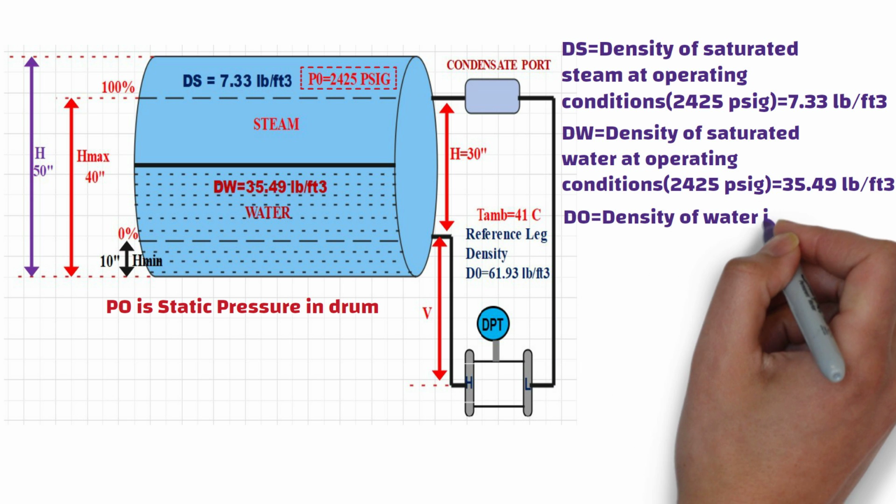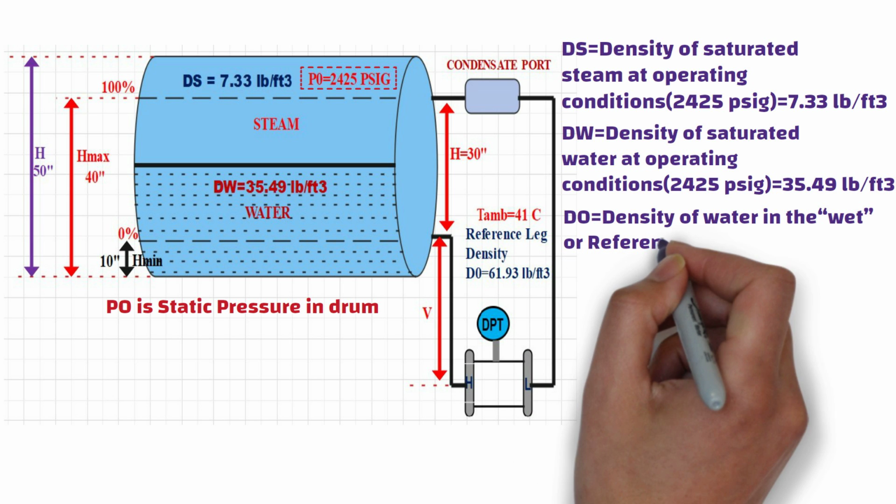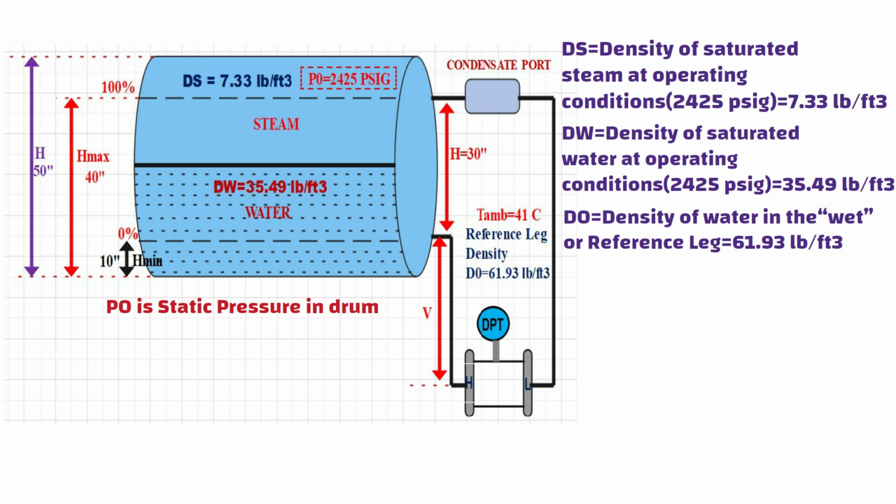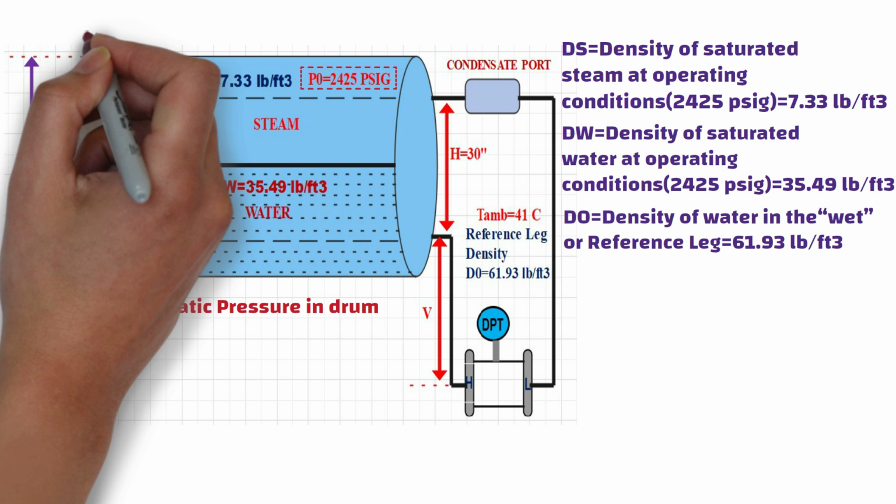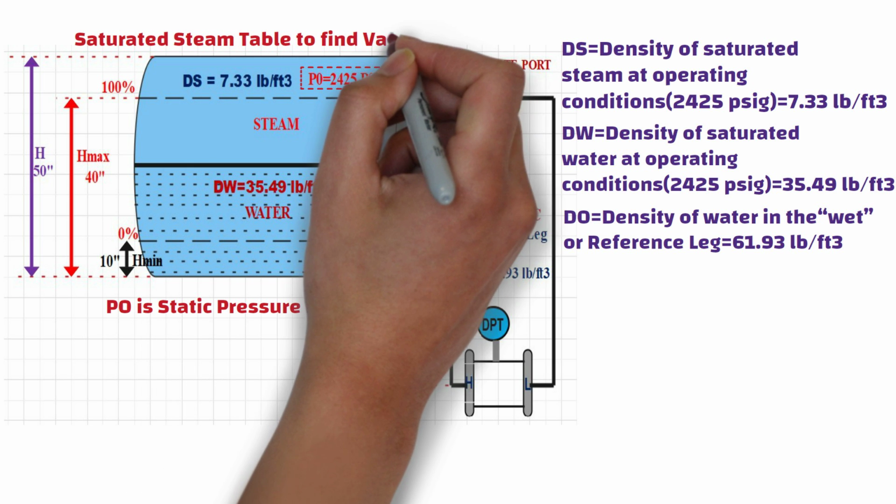And D0 is the density of water in the wet leg. In this example, D0 is 61.93 pounds per cubic feet at 41 degrees Celsius ambient temperature. Use the value for compressed water in the wet leg at the expected ambient temperature. However, if the compressed water table is not available, use the reciprocal of the specific volume of saturated water at the ambient temperature, since water is nearly incompressible. In order to find process variable values at operating condition, you need to use the saturated steam table.